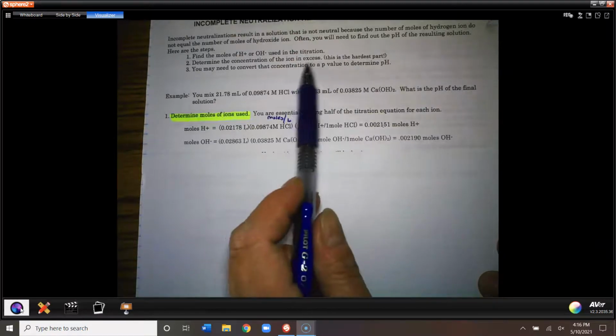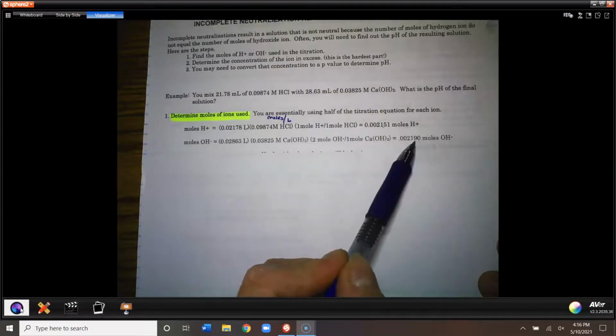So now that I know how many moles, I can compare. So the second thing is determine the concentration, but I've got to figure out what's in excess. So if I look at my numbers, I can see that the moles of OH minus is slightly larger than the moles of H plus. So overall, my solution is going to be basic because I have excess hydroxide ions.